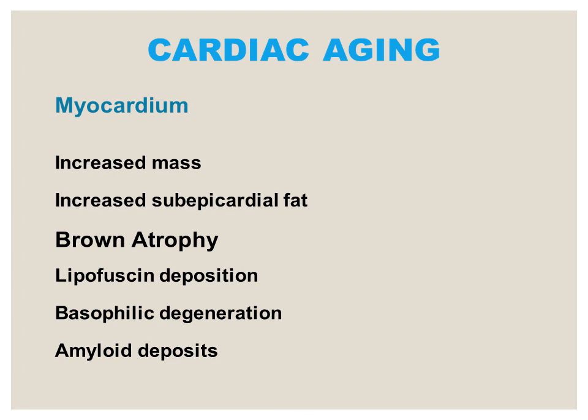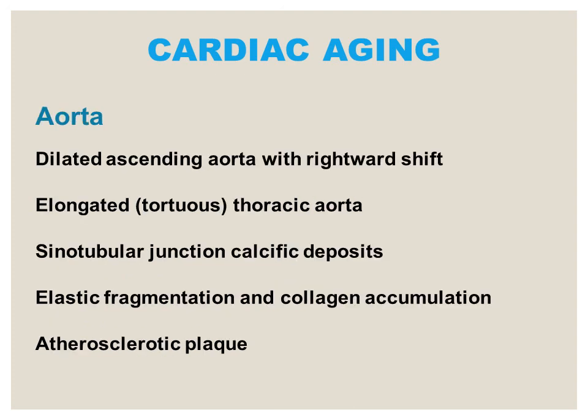Now what happens to the myocardium? The myocardium has increased mass. There is increase in the subepicardial fat, and then brown atrophy, lipofuscin deposition, basophilic degeneration, and amyloid deposition occur. So what is the basophilic degeneration? It is a product of glycogen metabolism within the cardiac myocytes that is increased with age. These are the changes that occur in the aging heart.